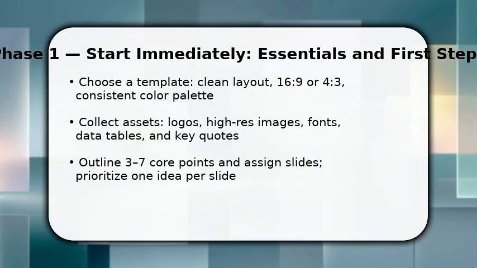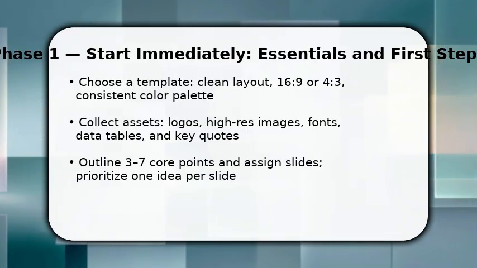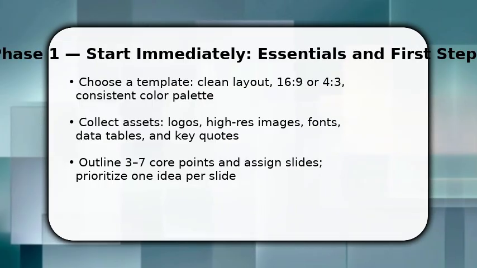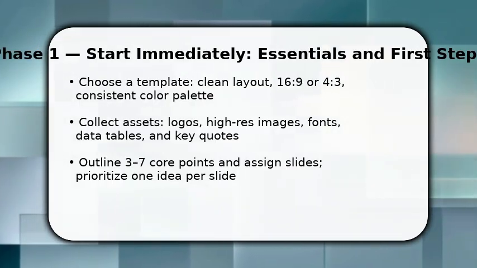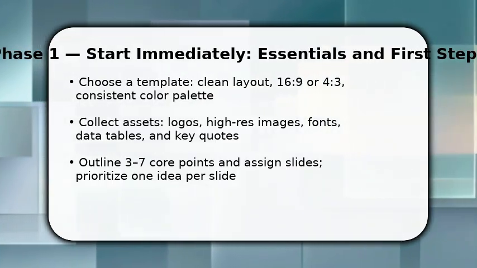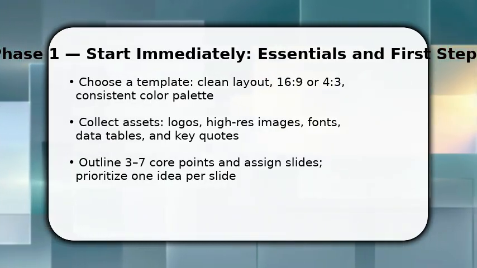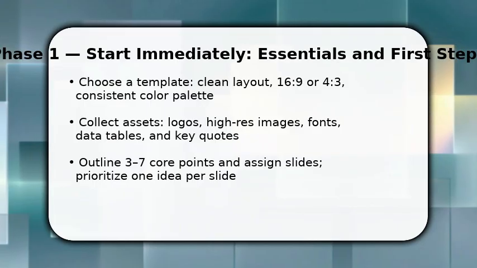You begin by assembling what you must have: a template, assets, and a tight outline. Choose 16:9 for screens. Make sure branding colors and fonts are ready so design is fast. Once done, map 3-7 core points and decide which visual supports each one. This prevents slide bloat and saves time later.